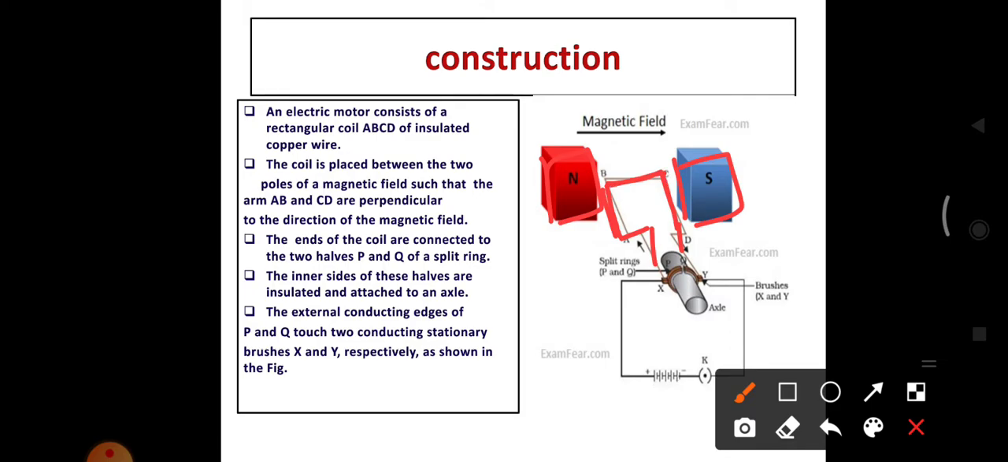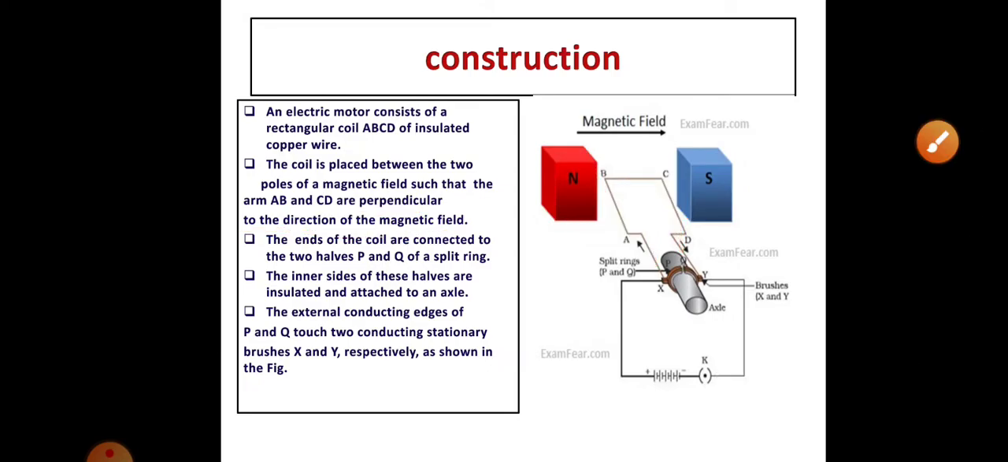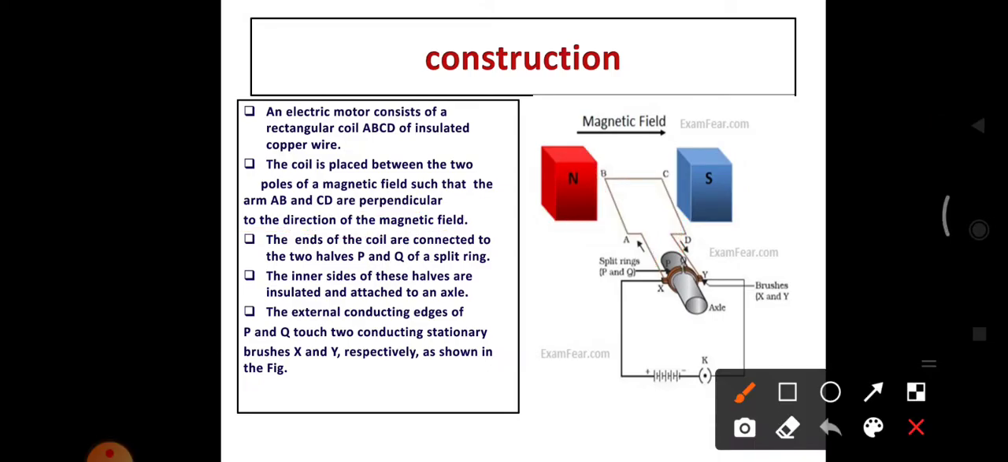such that the arms AB and CD are perpendicular to the direction of the magnetic field. What is the meaning of that? AB and CD are perpendicular to the direction of the magnetic field. You know that the magnetic field direction is always from the north pole to the south pole. So here this is the magnetic field direction. This is arm AB and this is arm CD. So the arm AB and the arm CD are perpendicular to the direction of the magnetic field.